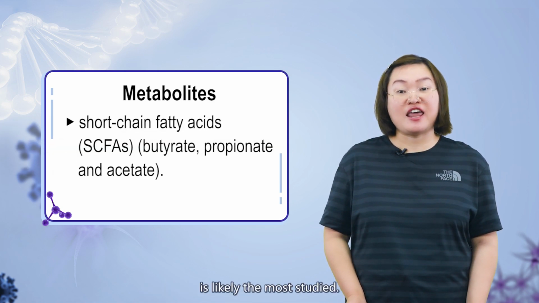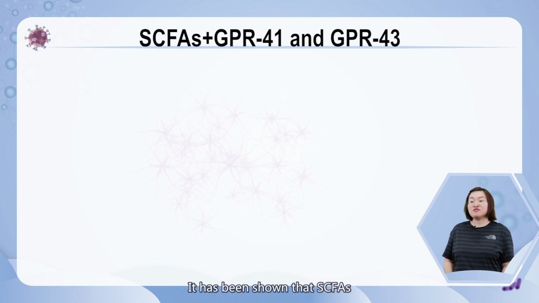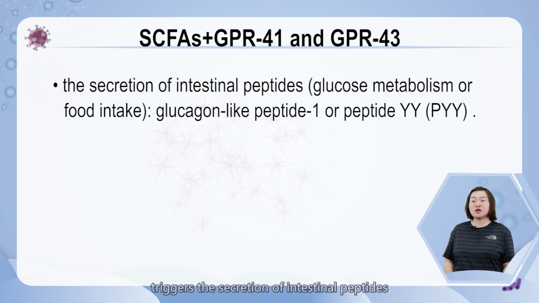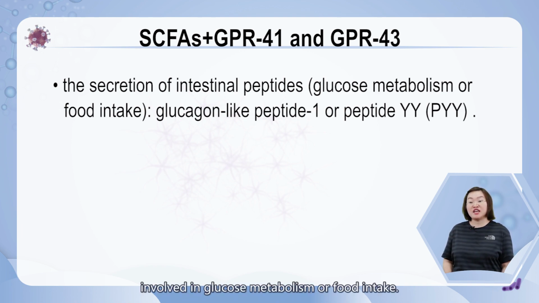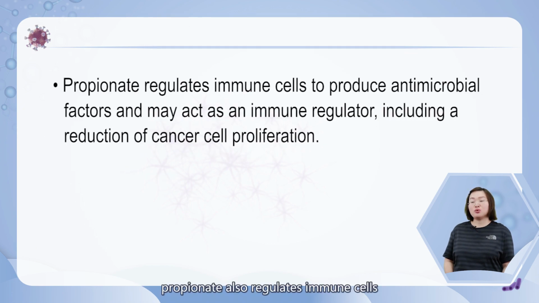The latter example is likely the most studied. Indeed, the most investigated are probably the SCFAs. It has been shown that short-chain fatty acids are recognized by GPR41 and GPR43. The stimulation of these receptors triggers the secretion of intestinal peptides involved in glucose metabolism and food intake. Therefore, by stimulating enteroendocrine cells to produce key hormones, microbiomes act from a distance on different organs. Notably, propionate also regulates immune cells to produce antimicrobial factors and therefore may act as an immune regulator, including a reduction of cancer cell proliferation.